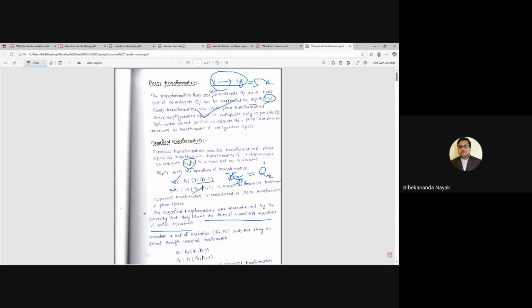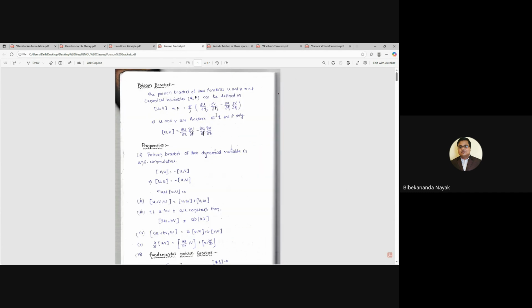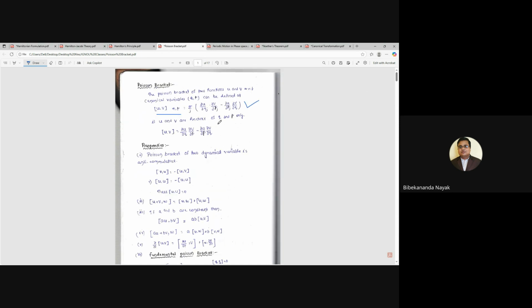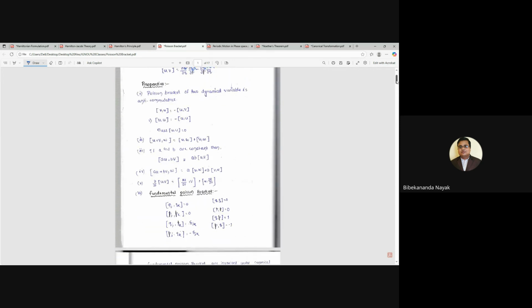Next thing is the Poisson bracket. This is the Poisson bracket formula. We already wrote the Poisson bracket of U, V: del U by del qj, del V by del pj, minus del U by del pj, del V by del qj. Properties of the Poisson bracket are just like the commutator of quantum mechanics. If you change the positions of U and V, it will obviously get a minus sign because there is a minus in the formula. If U is equal to V, it will be 0. So the Poisson bracket of the same quantity is 0.